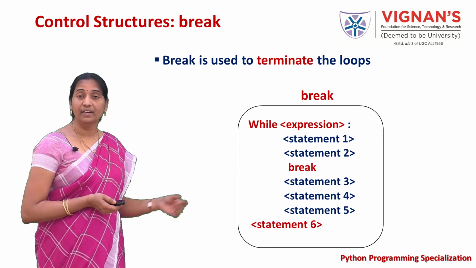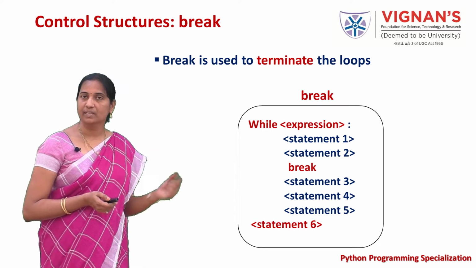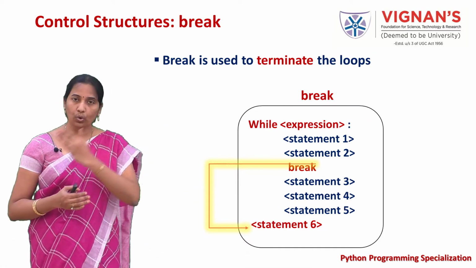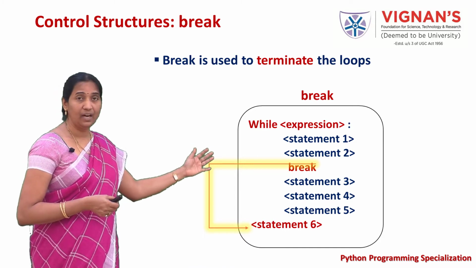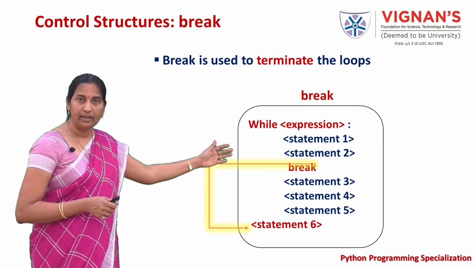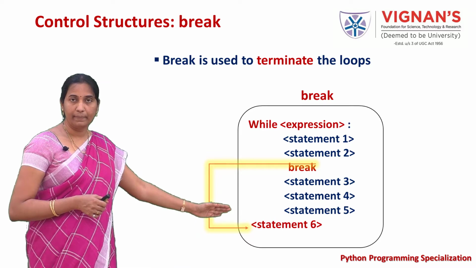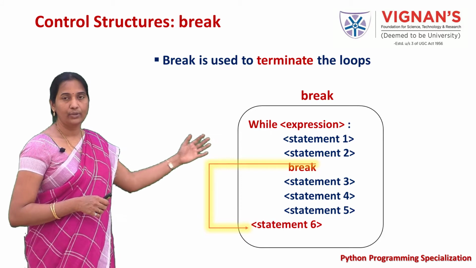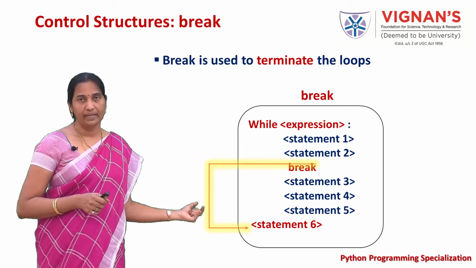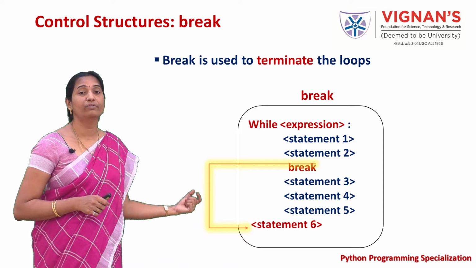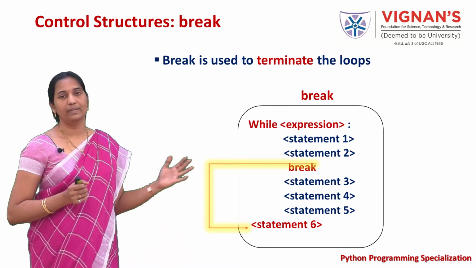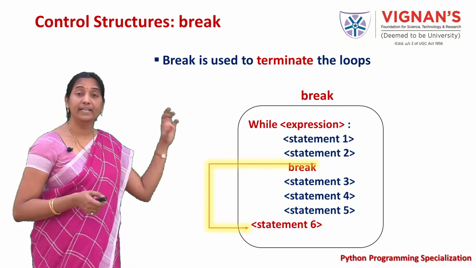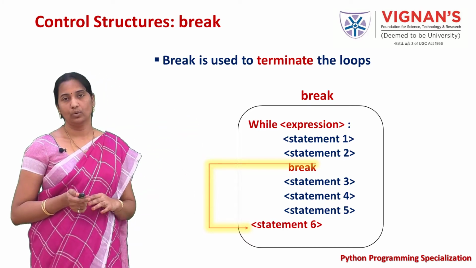In that case, whenever the condition is satisfied and the break statement is executed, at that particular iteration itself, the loop will be terminated. If you observe here, on execution of the break statement, all the statements that are placed as part of the while loop and the rest of the iterations will be skipped, and then you come out of the while loop, and statement 6 that is placed after the while loop will be executed. That's how the break statement can be used to terminate a while loop at a particular iteration. On meeting a condition, you can terminate the while loop.